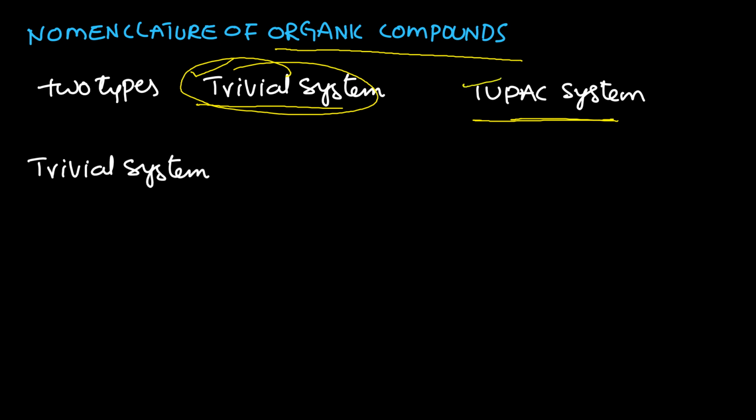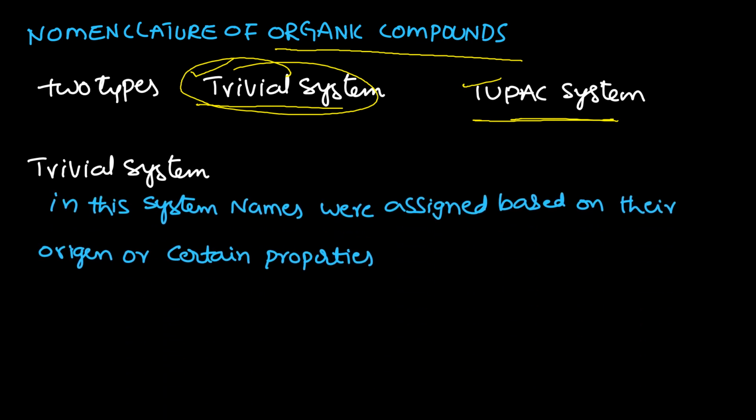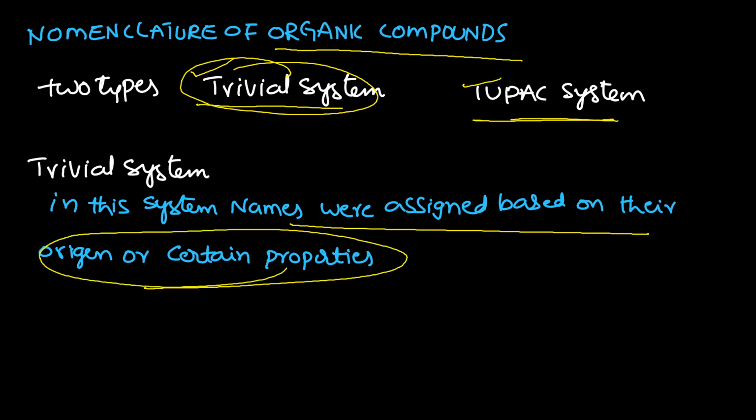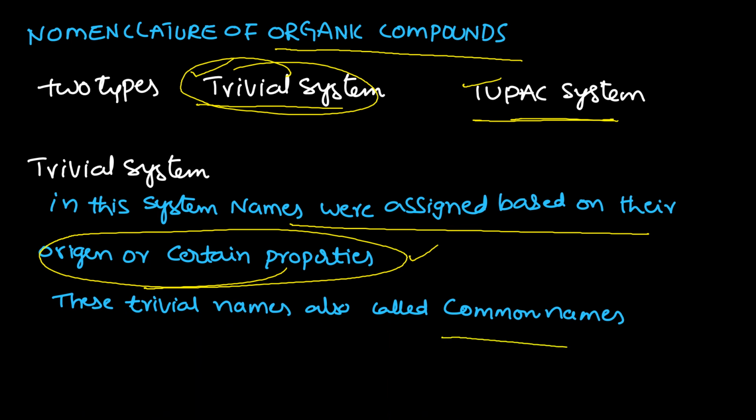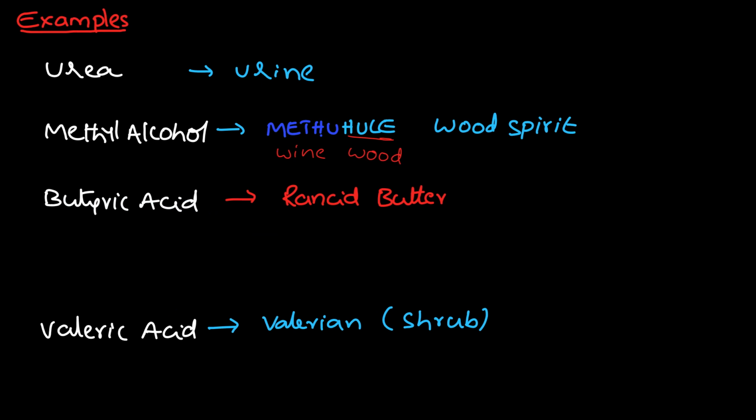So coming to the next topic, the trivial system. The trivial system is names which are assigned based on the origin or certain properties. Origin means from where it was prepared, from which compound it was prepared. Generally the trivial system is also known as common names.